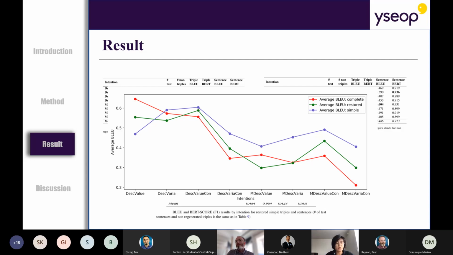However, no matter for simple triples or for complete triples, there are regenerated sentences from which reconstituted triples cannot be generated, as shown in the column non-triples. But the number of non-triples for complete triples outnumbers that of simple triples. This is another proof of the validity of our data logic.